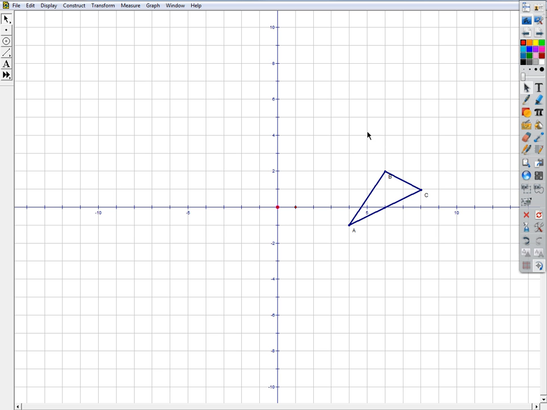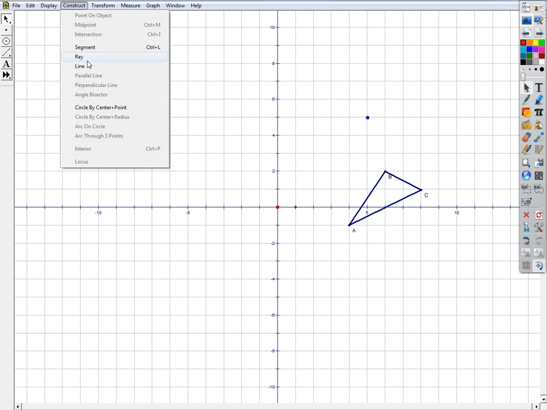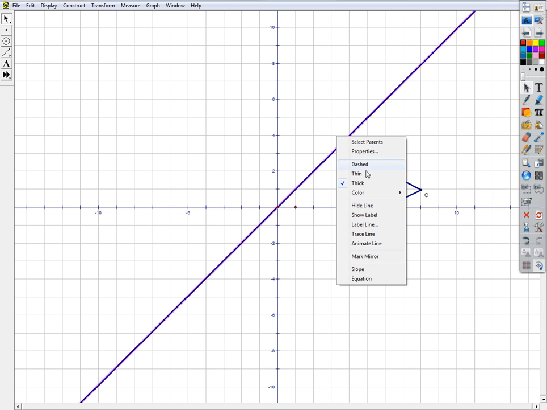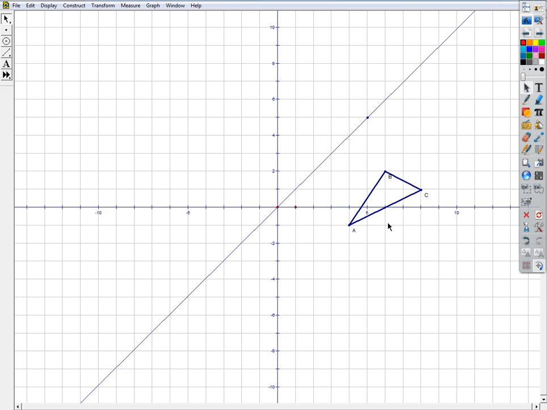How about if we go right there? Oh, that's not what I want. Over 5, up 5, how about right there? Perfect. Okay. It's a little too, let's make that thinner. There we go. Okay, so there's my line.